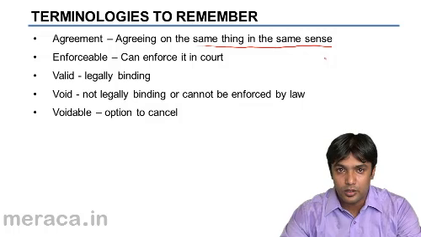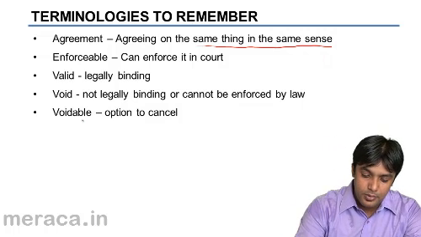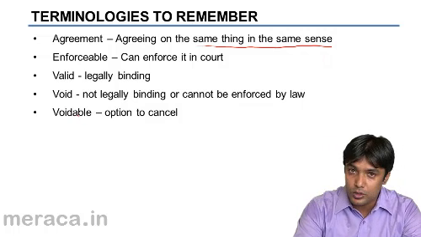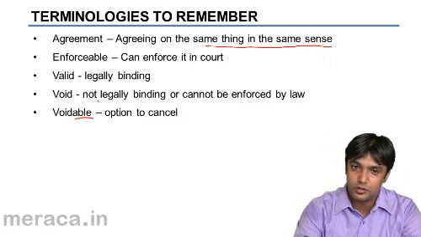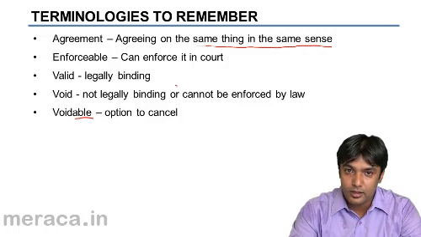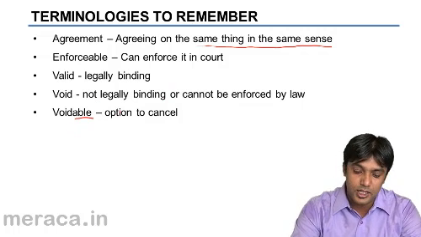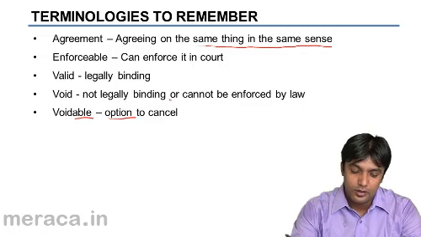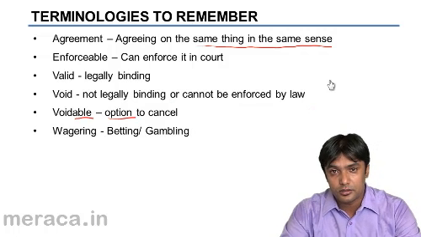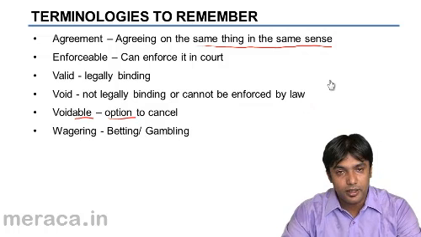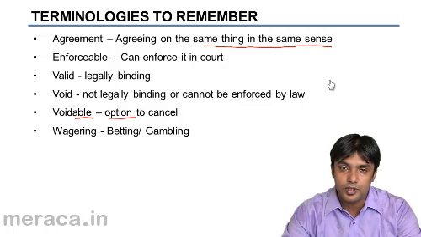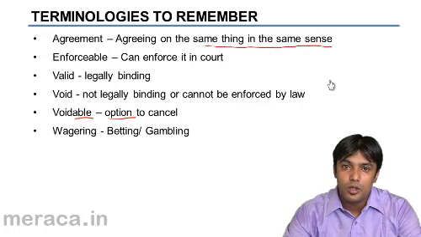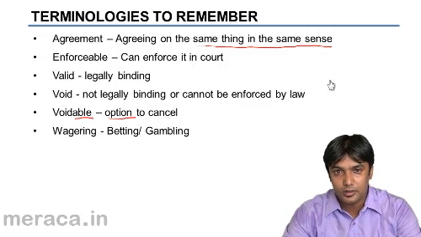Voidable is the next word. Kindly note that voidable is a combination of two words, which is void and able. So whatever you can make void is voidable. So it is at your option to cancel the contract, which makes it voidable. The next term is wagering. Wagering is betting or gambling. We will learn an exact definition of these terms when we go into laws. But for now, please relate the word wagering to betting or gambling.